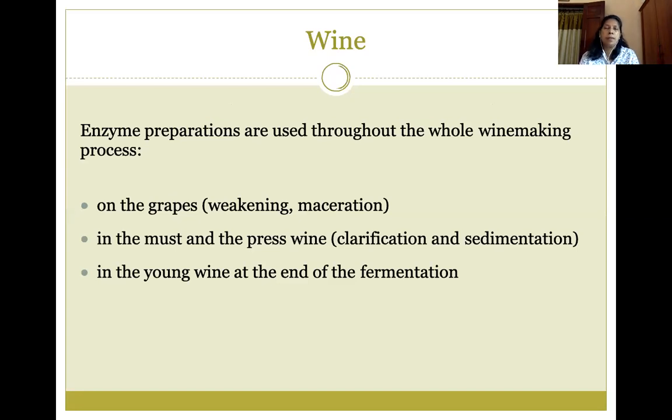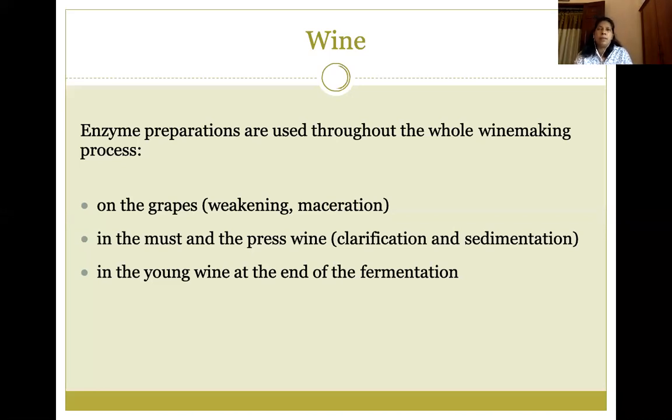Then we come to the wine industry. Enzyme preparations are used throughout the whole winemaking process on the grapes. First, softening and maceration. You know that when you eat grapes, some grapes are soft and some are hard. Some grapes you can bite. Some, once you take them to your mouth, are very sweet and dissolve quickly, so you can quickly chop them in the mouth. Some you need to bite to chop, right?